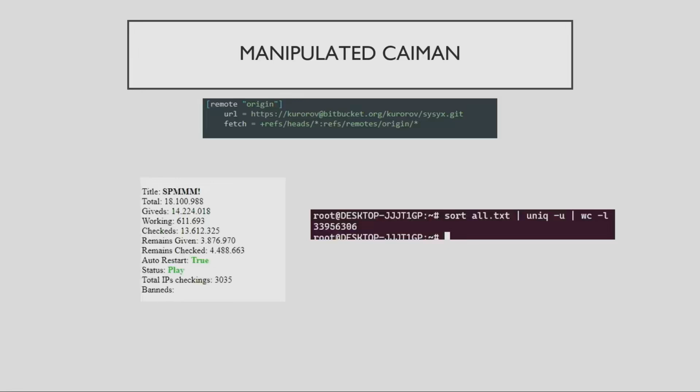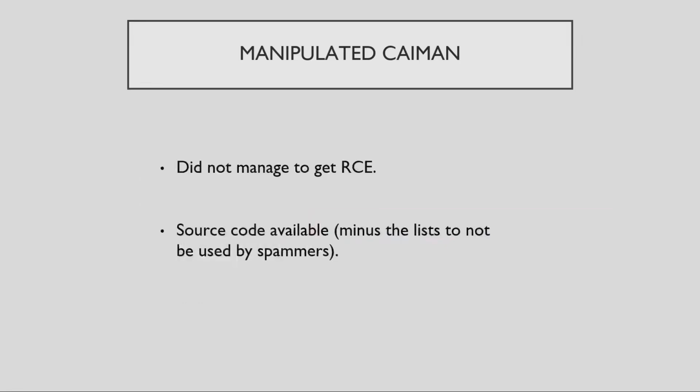And I also found out that it was running a really huge, mostly Mexican targeted spam list. This is already shared with Troy Hunt on Have I Been Pwned? And as you can see, it's a tad less than 34 million email addresses. Due to time limitations, I was not able to get remote command execution. The source code will be available, minus the list obviously, because I don't want to enable any spammers.